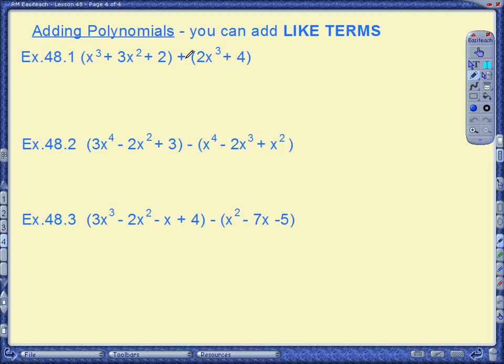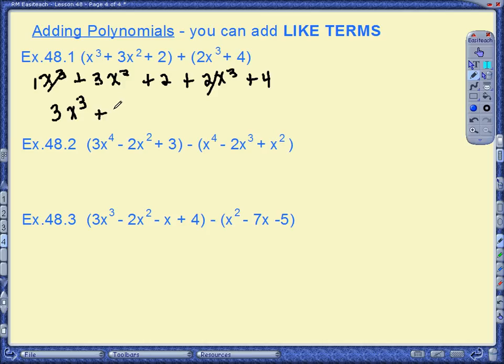Because there's a plus in front of this parentheses and an understood positive in front of this one, we can just remove the parentheses and write x to the third plus 3x to the second plus 2 plus 2x to the third plus 4. This has a coefficient of 1. We're going to add it to the 2x to the third, and that will give us 3x to the third. And those two terms are taken care of. We next want to put our 3x to the second. We're going in descending order of the variable exponents. 3, 2, and then finally we just add 2 and 4 and get 6.